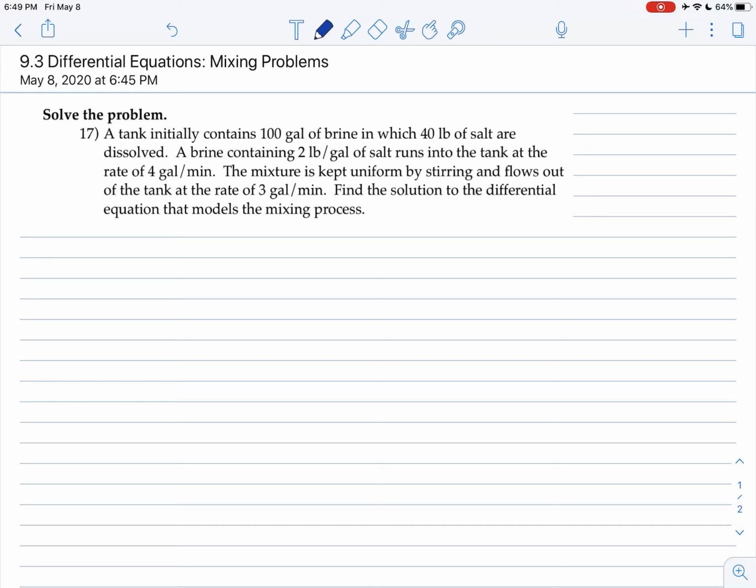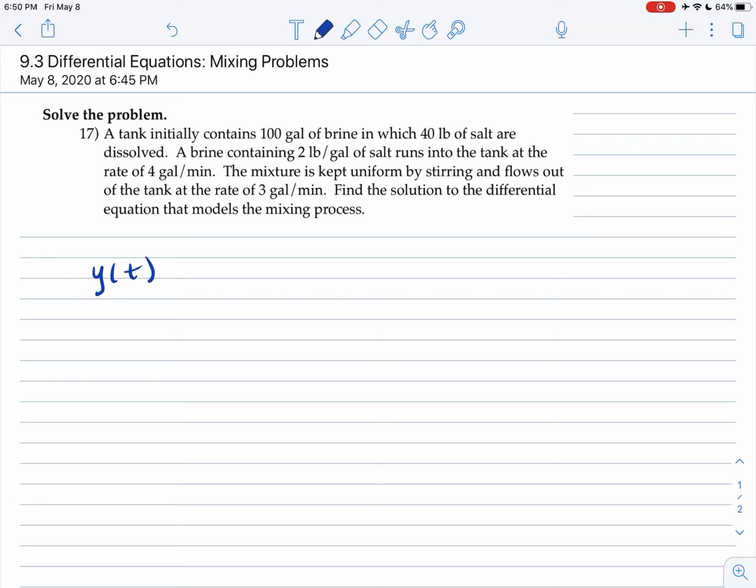So a solution of a given concentration enters the tank at a fixed rate, and the mixture, just think you're like a witch stirring your brew, is kept thoroughly stirred so that you have uniform concentration throughout. But then you also have a hole, and your liquid will leave at a fixed rate. And that might differ from the entering rate.